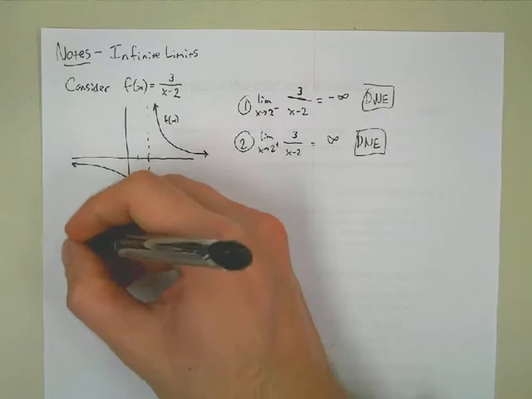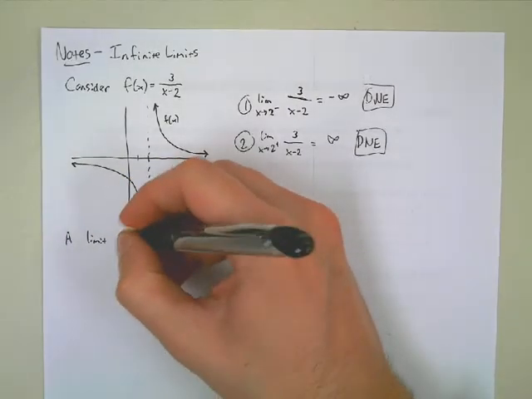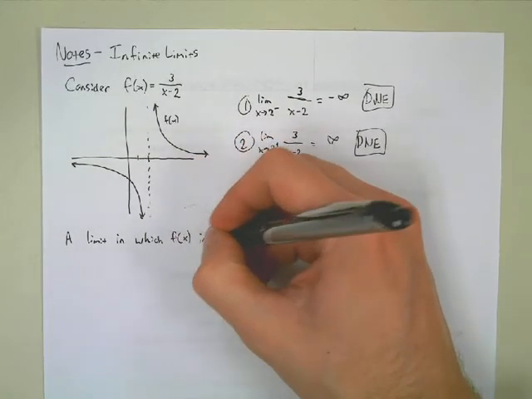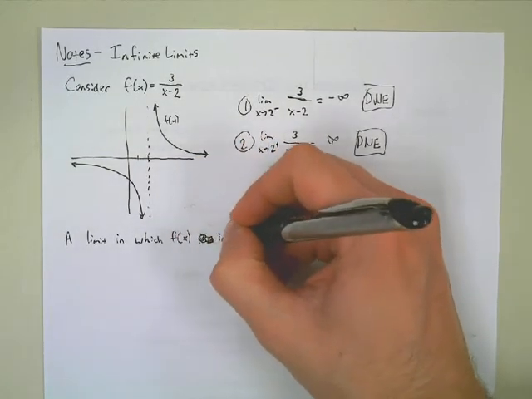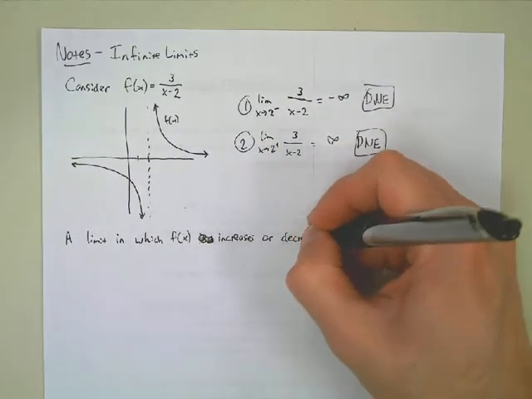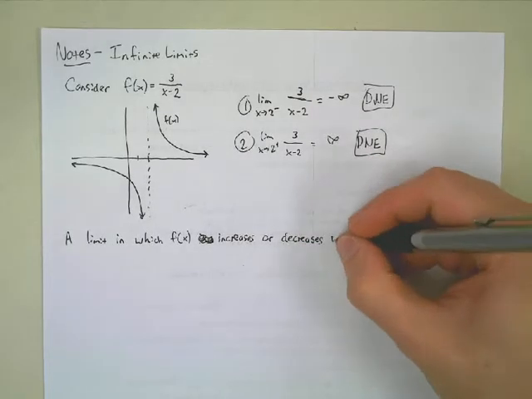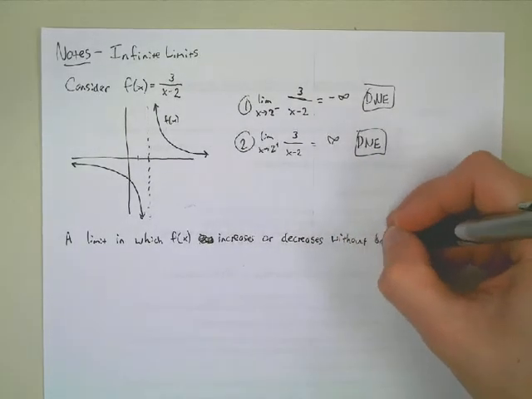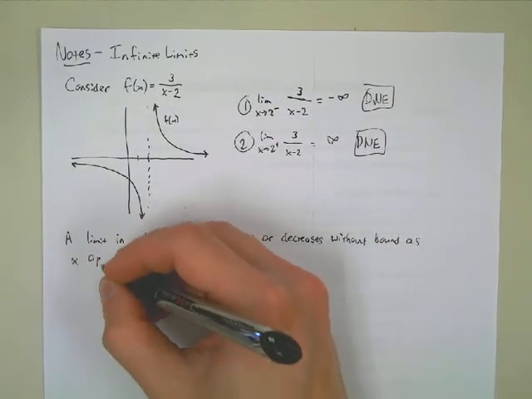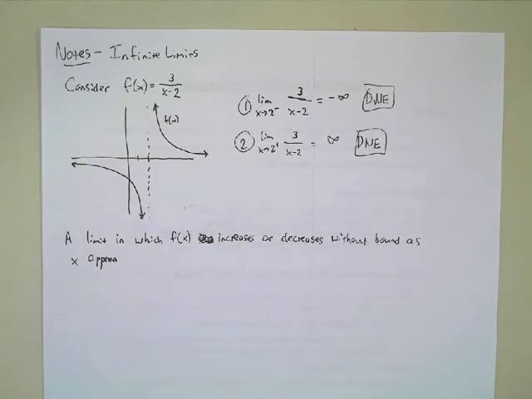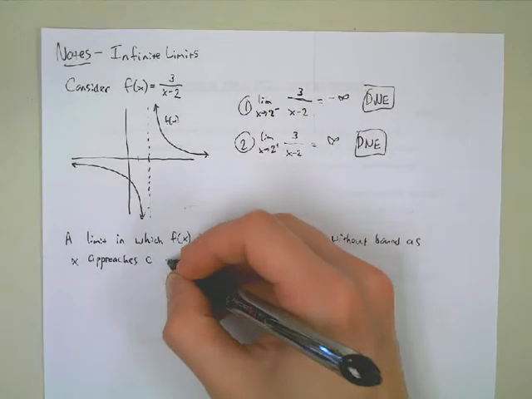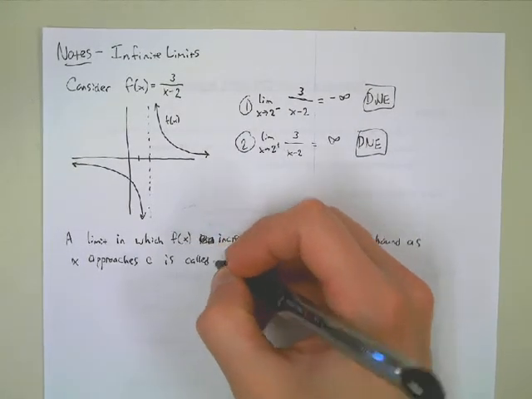Okay. So a limit in which f of x increases, or decreases, without bound as x approaches c is called an infinite limit. It's like, well, duh.